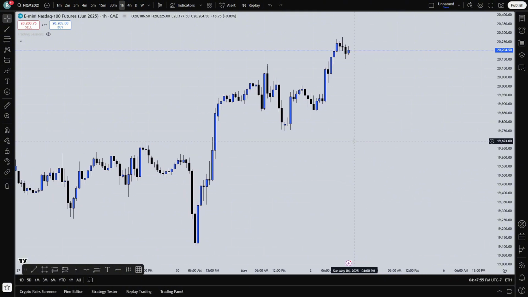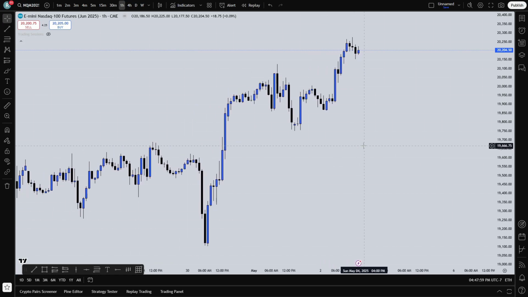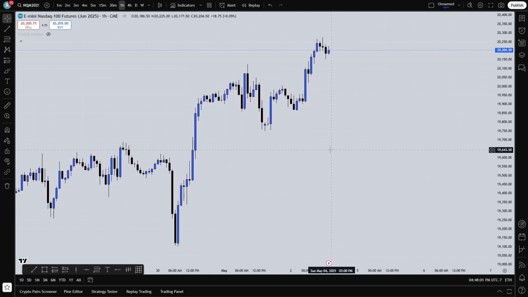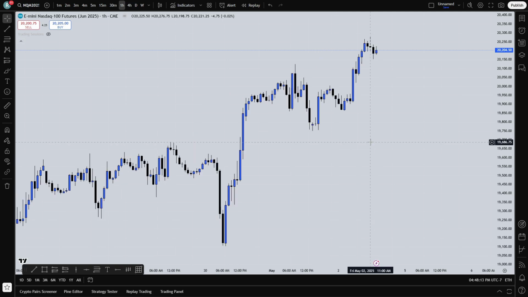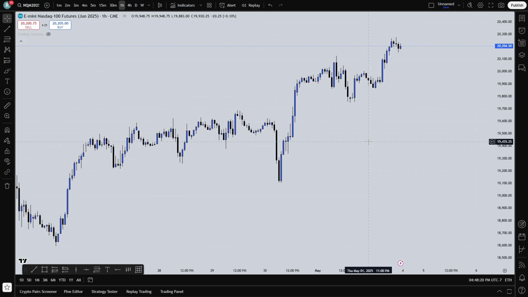The first thing is liquidity. The second thing is inefficiencies. What are inefficiencies? Well, inefficiencies are simply fair value gaps, order blocks, stuff like that. I usually, 90% of the time, mark out fair value gaps as well as liquidity. We're going to be marking out those two things. And as you guys know, if you've been following my channel and learning some stuff, we know there's two ways the market moves.